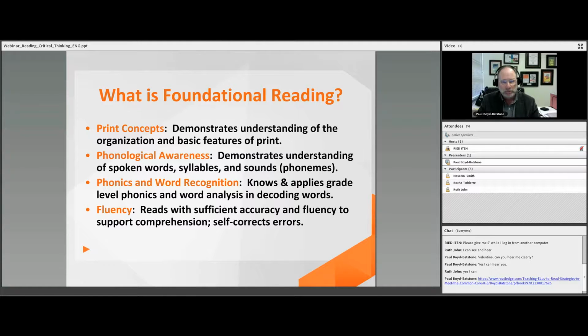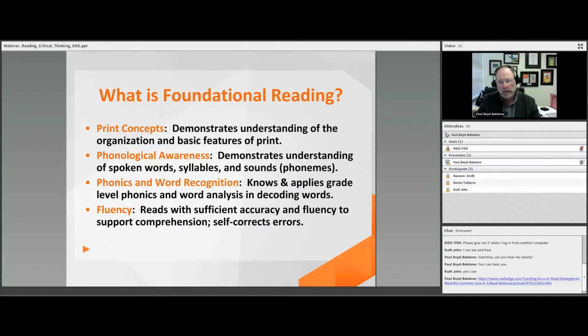Phonological awareness is a linguistic term dealing with phonemes, or those meaningful components of words and syllables and sounds. I'd like to underline the word that demonstrates understanding. It's not just parroting back the appropriate sounds, but understanding what those sounds mean.